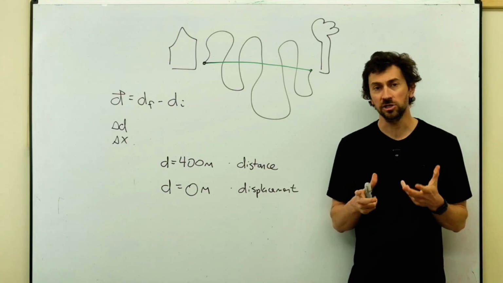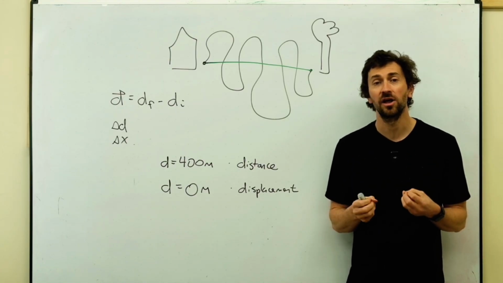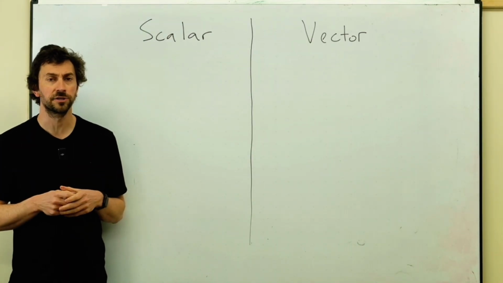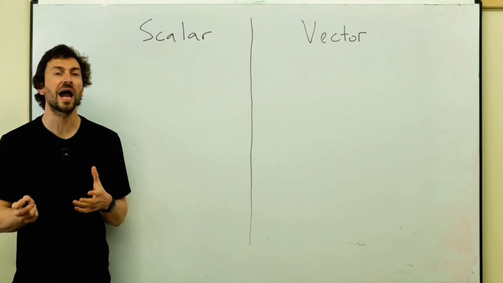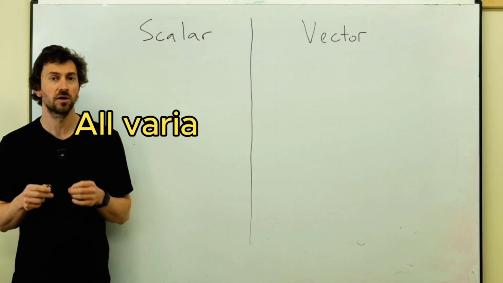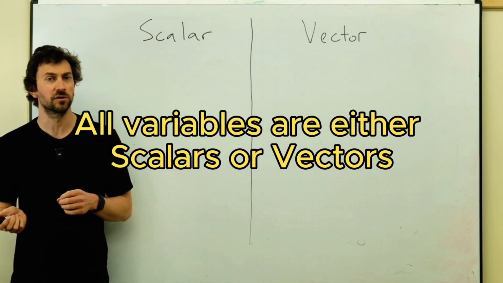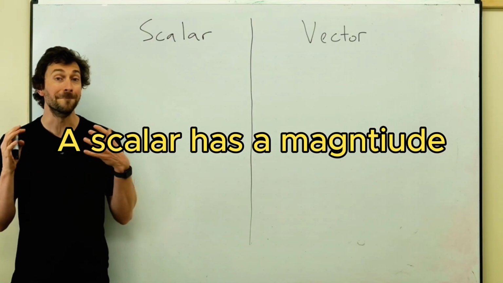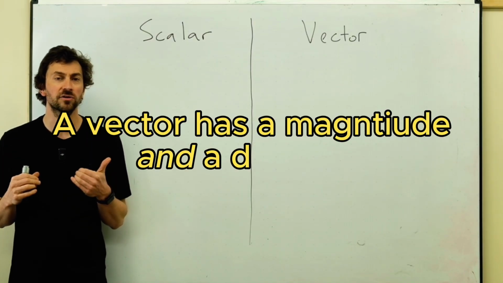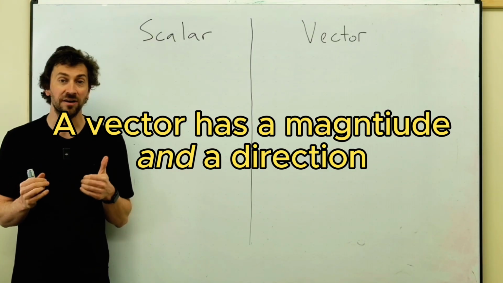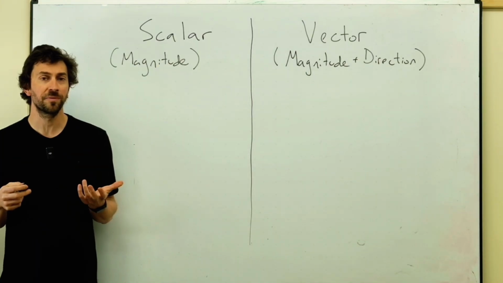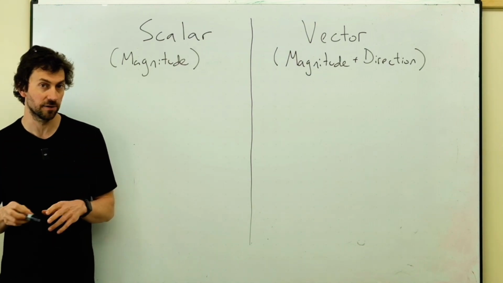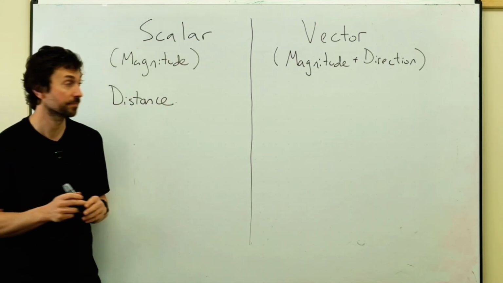So this illustration is hinting at the idea of scalars and vectors. So trying to divide the board down in two. So there's two kinds of variables in physics. Variables are either scalars or they're vectors. A scalar is something with a magnitude, and a vector is something with a magnitude and a direction. In our illustration about displacement and distance, distance is a scalar, and displacement is a vector.